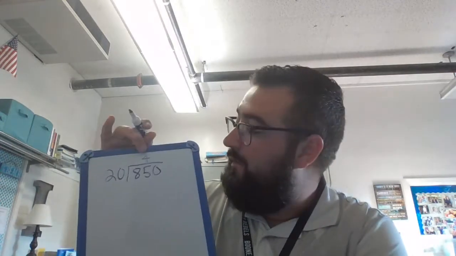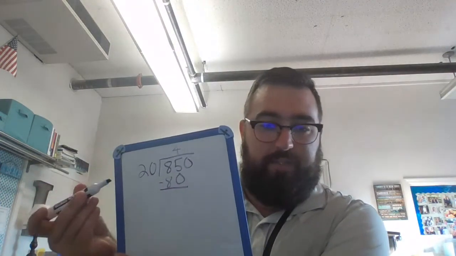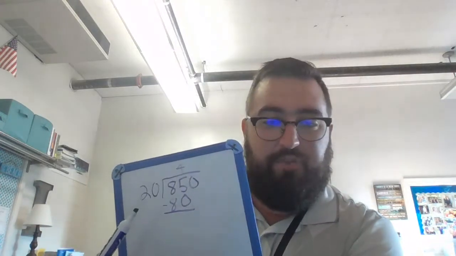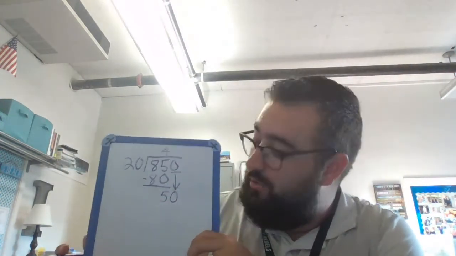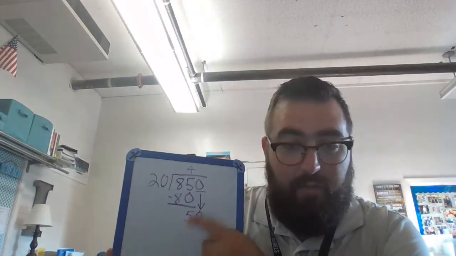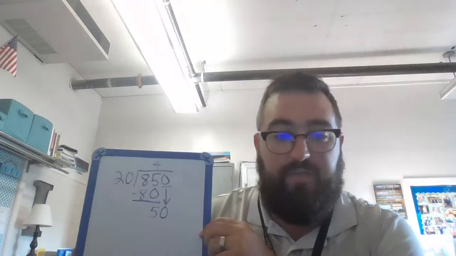So we divided. Now we multiply. 4 times 20, giving us 80. There you go. 80 comes right down here. Our next step is going to be subtraction. 85 minus 80 gives us 5. And the final part of our 4-step process here is going to be bring down. So 85 minus 80 gave us 5, but then we brought down this 0, giving us 50.